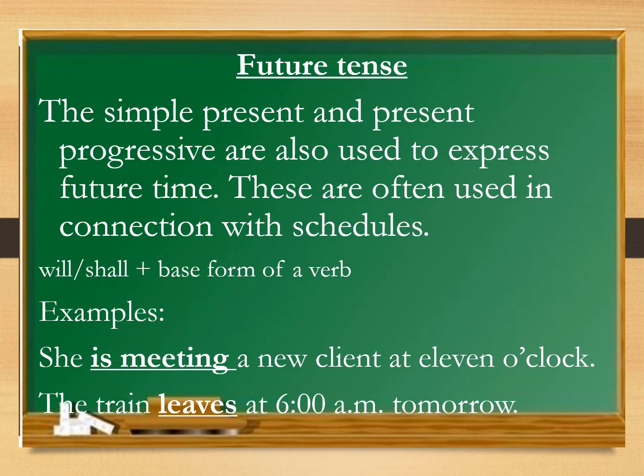The simple present and present progressive are also used to express future time. These are often used in connection with schedules. Example: she is meeting a new client at 11 o'clock and the train leaves at 6 o'clock a.m. tomorrow.